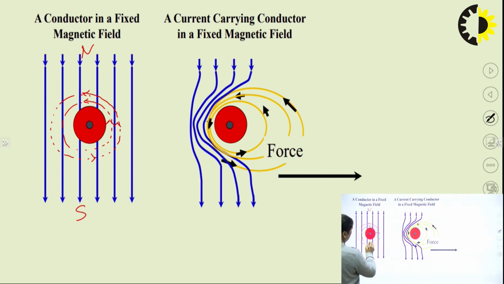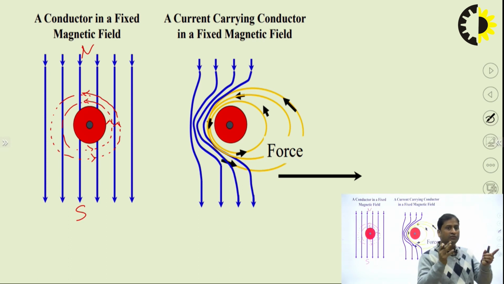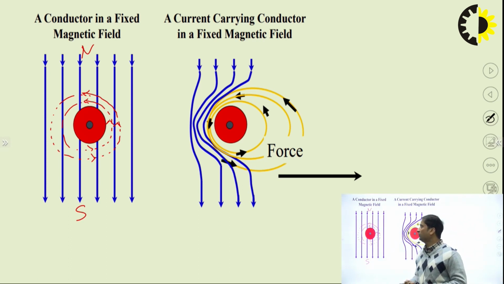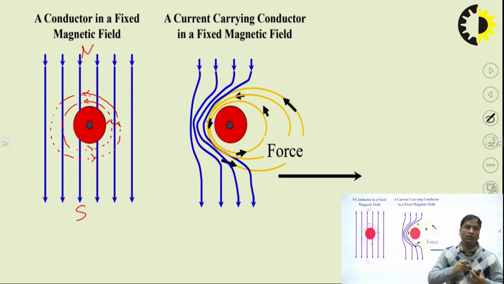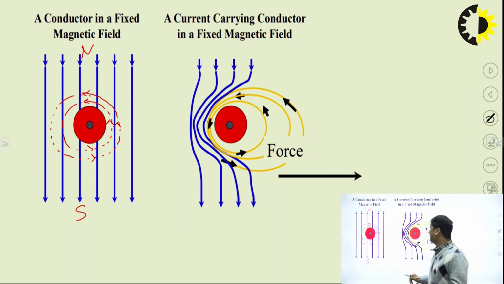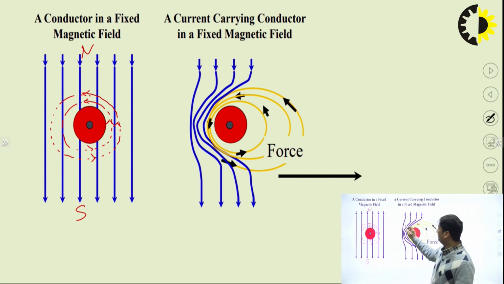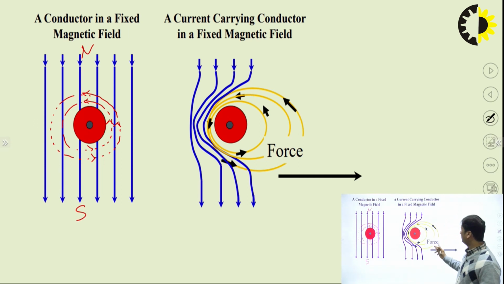It means that when we calculate the interaction of these two fluxes, one is the field of the poles, and one is the flux or the field of the conductor itself, because this conductor has the current actually. So there is a strong field in this part of the conductor, and very little field in this part of the conductor.